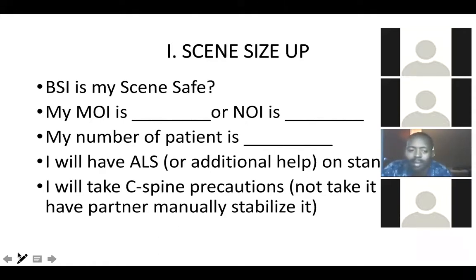All right, so let's start with the scene size up process. First of all, there's 4 parts in your book listed, but this is exactly what scene size up contains. BSI is my scene safe, right? BSI, proper PPE. And then you're going to determine whether it's a mechanism of injury or the nature of illness. The mechanism of injury will be the one for your trauma, and the nature of illness will be the one for your medical patients, right? Then you have to determine the number of patients that you will encounter, because this will determine whether or not you're going to need additional help so that they can bring more equipment.